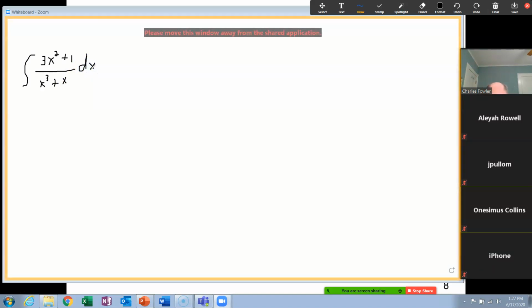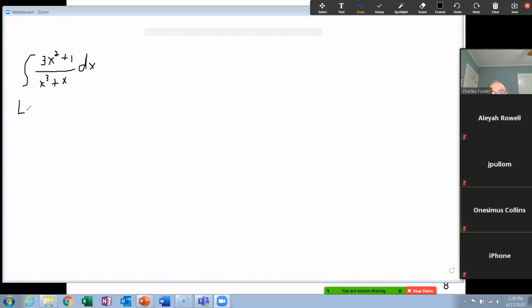Okay. How do we do that one? What would be your approach? How would you start? What is messy about it? Variables in the denominator. You can tell I don't like those. Okay? So that's a good place for a U substitution.